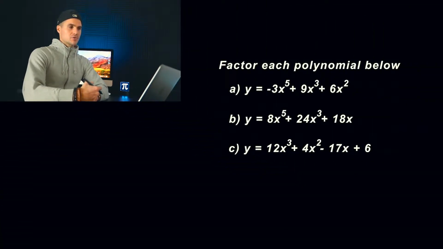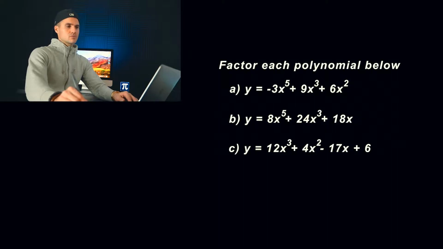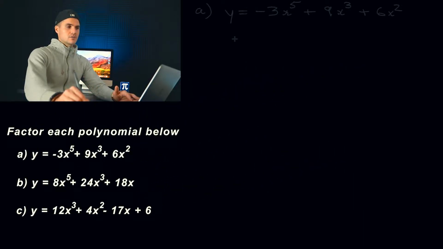Patrick here, moving on to the next example dealing with polynomial functions in advanced functions. So we got these three polynomials here and we have to factor them. Starting with part A, we got y is equal to negative 3x to the 5 plus 9x cubed plus 6x squared. So first thing you always check is, can you take out a greatest common factor?